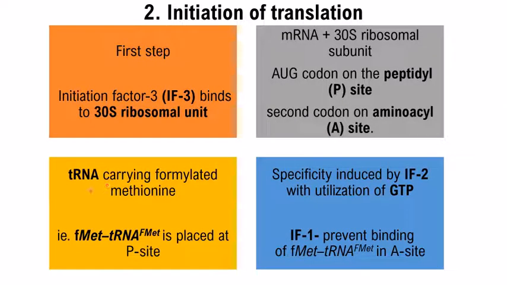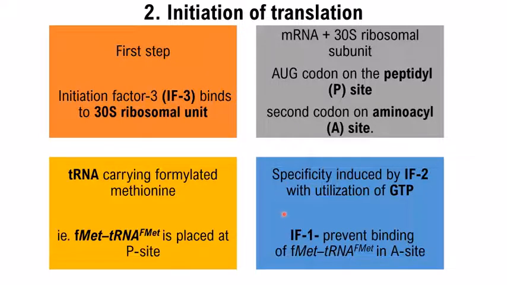The initiator tRNA carries the formylated methionine by initiation factor number 2. With the hydrolysis of GTP, this formyl methionine tRNA is placed at the P site on the smaller subunit of the ribosome, that is the 30S subunit of the ribosome. The initiation factor number 1's function is actually to prevent the binding of formyl methionine tRNA in the A site on the 30S ribosomal subunit.